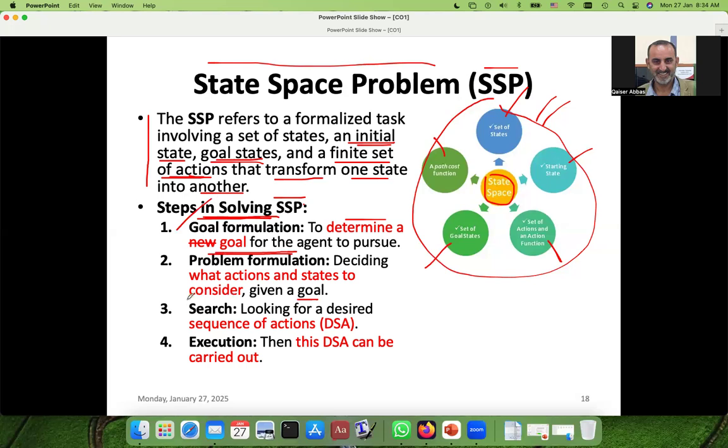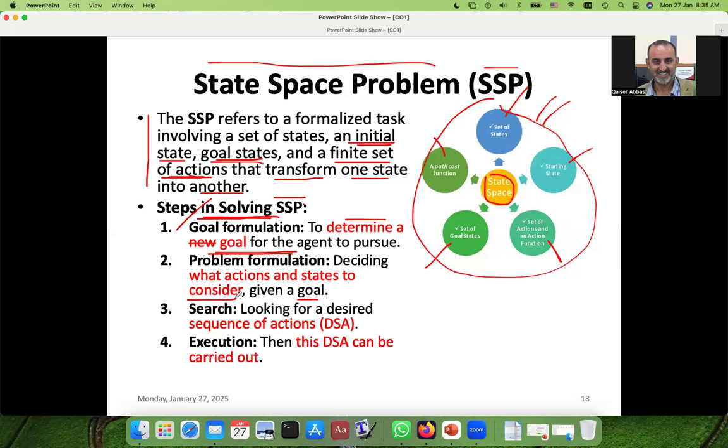And then search. When you have the initial state and also the final state, and you have identified all the states in that problem, and you have identified what actions you can take from one state to another, then you have to do what? You have to search for the solution. Okay, you have to search for the solution to that problem.